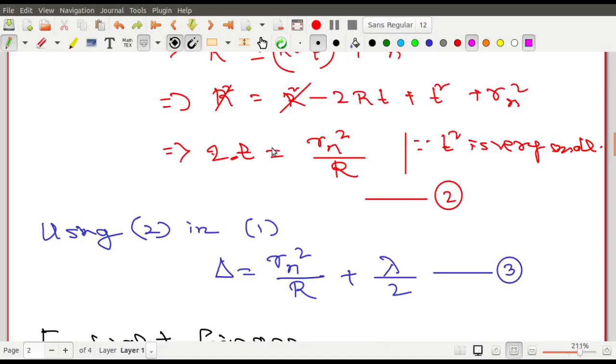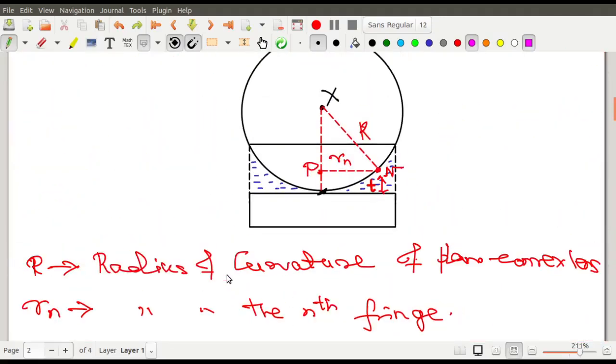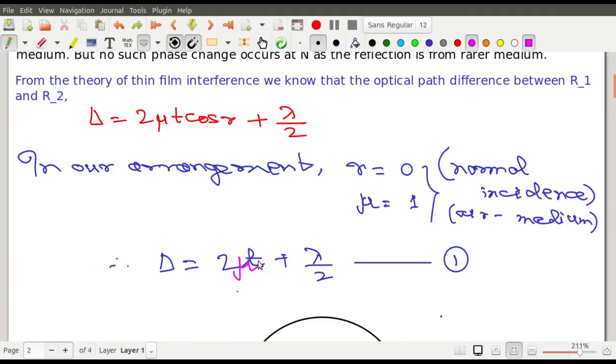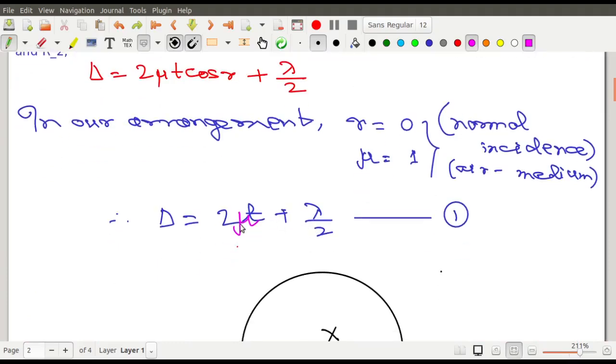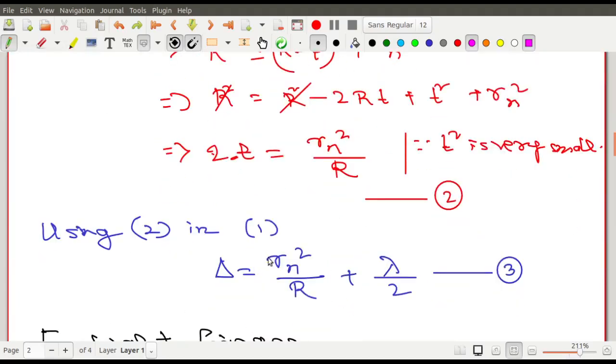Not here. So this is 2t rn squared, that is fine, there is no problem. So here we can say that delta equals 2 mu t plus lambda by 2. So delta means 2 mu t. Now the replacement of 2t from here is obtained, so there will be a mu over here, not here.